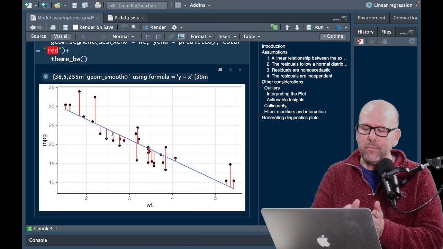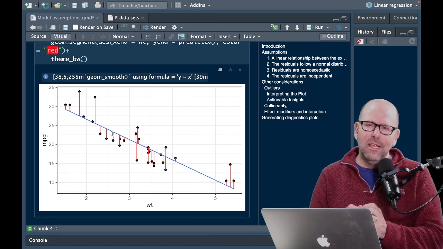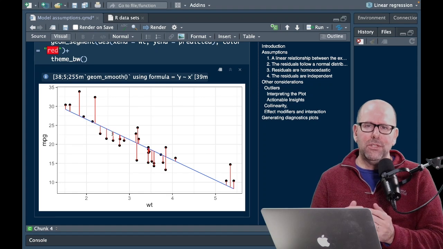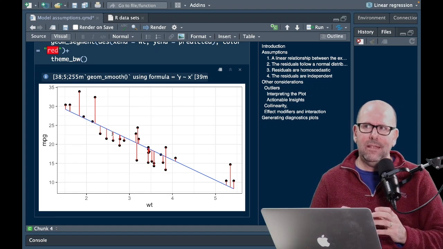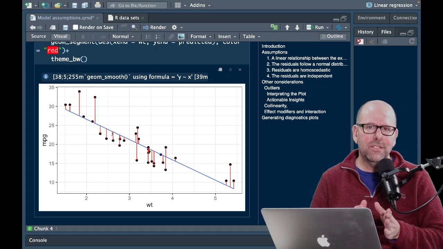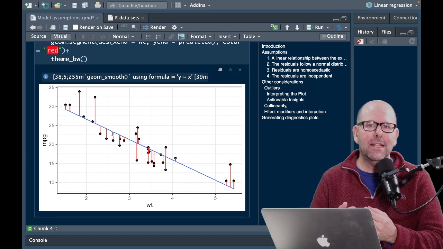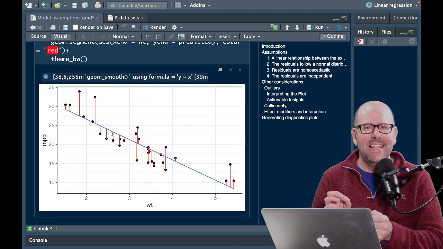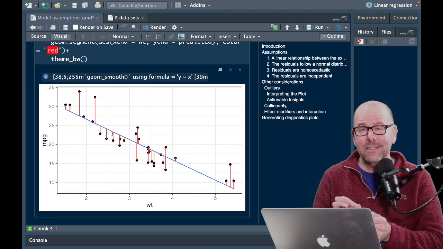The first is that this is a linear relationship. Now, I do want to say that for most of these assumptions, we can get a sense of the extent to which the assumption is met simply by looking at certain visual plots and diagnostics. Looking at something is subjective.